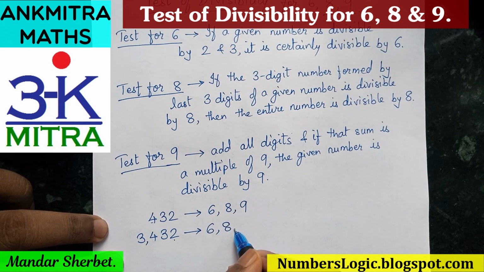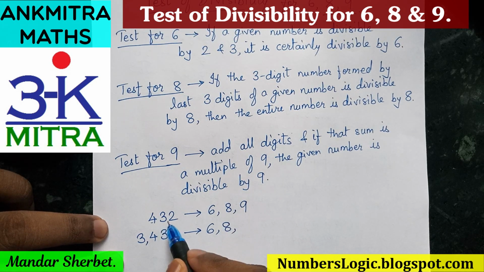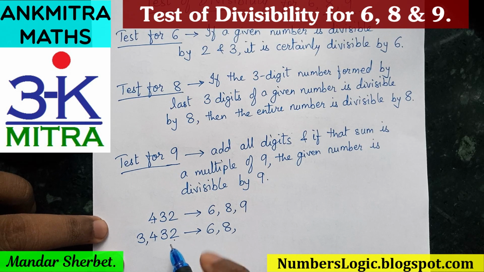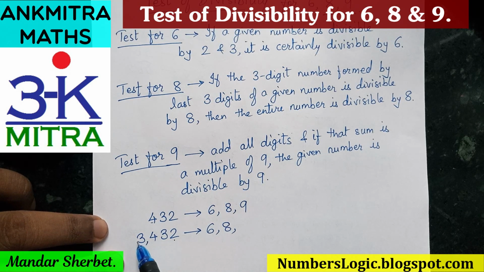Now for 9, be careful here. Even though 432 was divisible by 9, 3432 is not going to be divisible by 9. Why? Because the sum of the digits of this four-digit number does not give us a multiple of 9. The sum is 12, right? Therefore, 3432 is not going to be divisible by 9. So you have to be careful, like in this case.